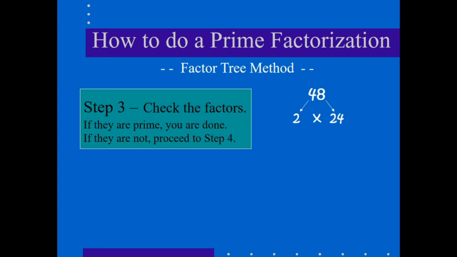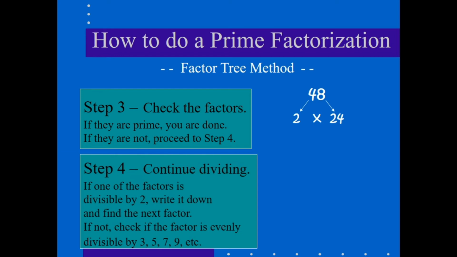Next, step 3, check the factors. If they are prime, you are done. If they are not, proceed to step 4. Here, 2 is already a prime number, but 24, still it is a composite number. So we will proceed to step 4.